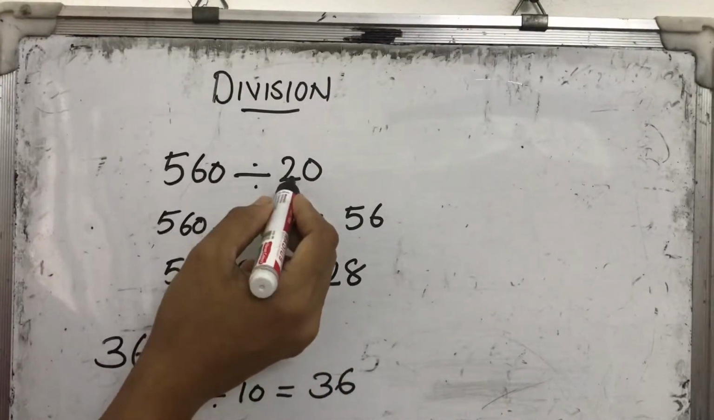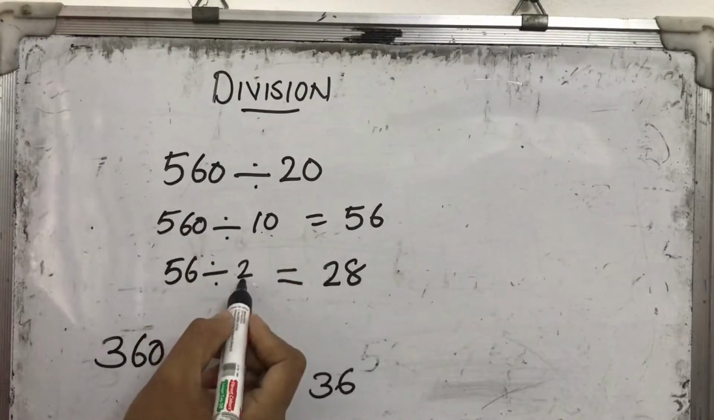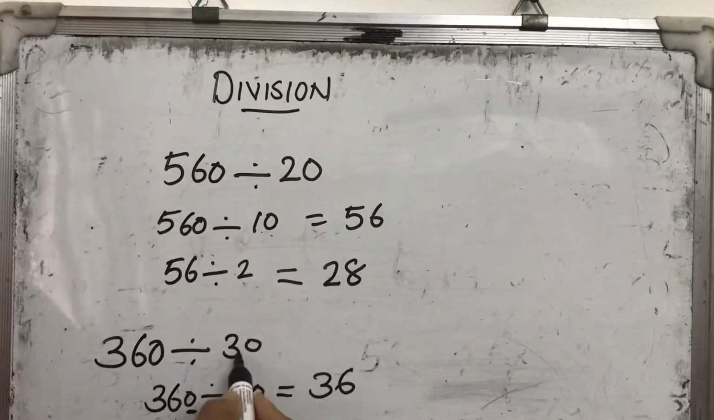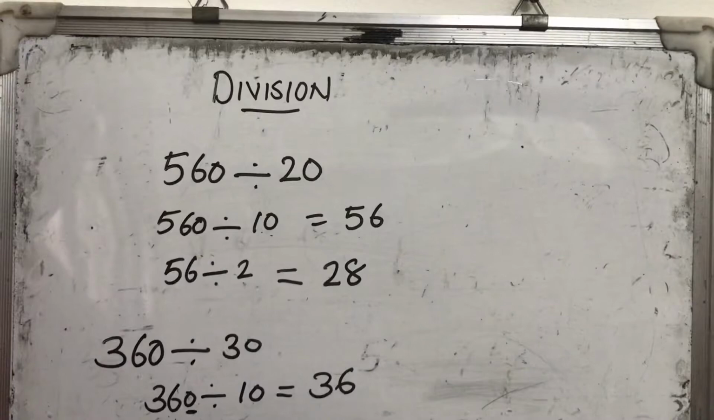When we divide by 20, first we divide by 10, then with 2. Here first we divide by 10, then what will be the next? 3. 36 divided by 3. So that answer we know, we can easily find out. So it will be 12.